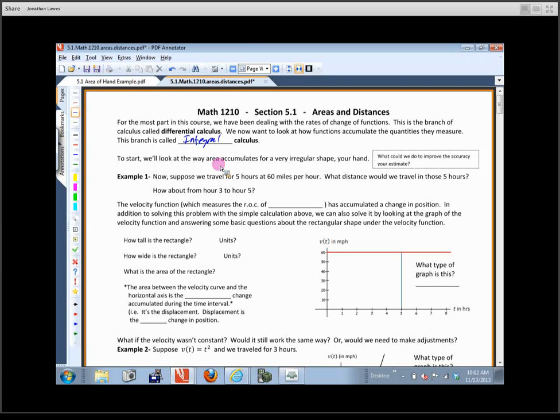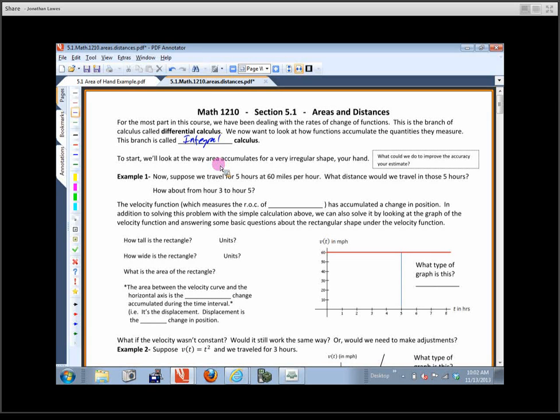So we've been working with differential calculus. We're going to do a little bit of integral calculus and try to understand how those two branches of calculus relate to each other. And then in 1220, you do a lot of integral calculus.